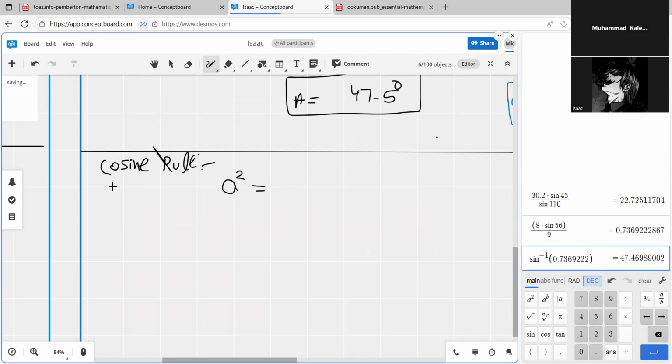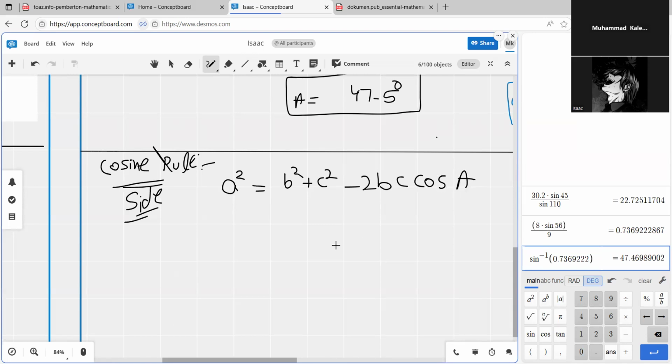Mainly we have two cosine rules, one for side, one for angle. This is for side: a square is equal to b square plus c square minus 2bc cos A. How can we memorize this one?